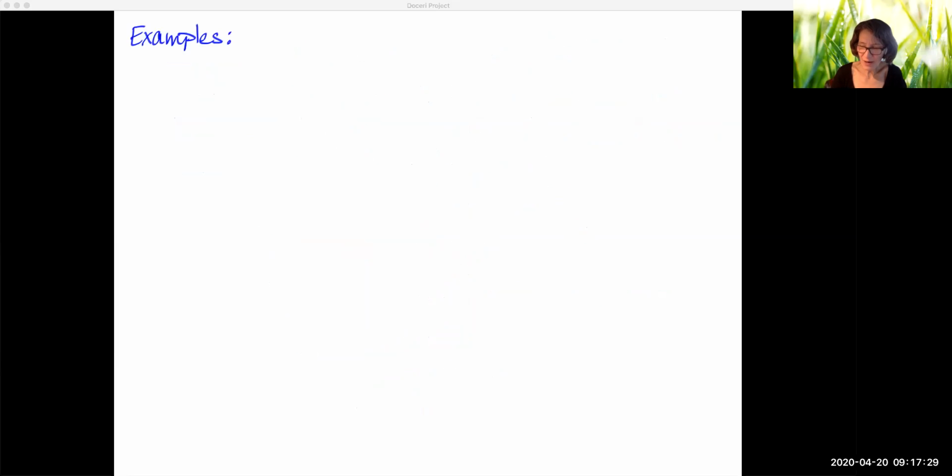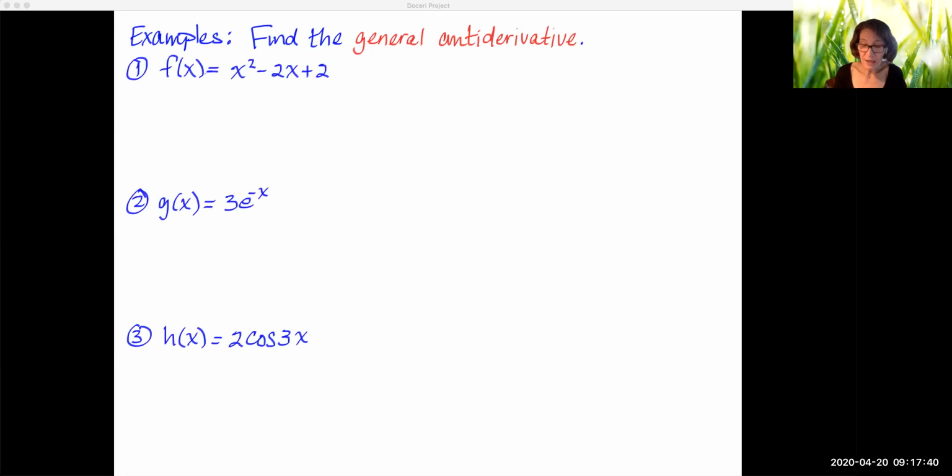All right, more examples. So let's find the general antiderivative, or otherwise known as the indefinite integral, of each of the following. So write down these 3 functions. The first one is little f of x equals x squared minus 2x plus 2. The second one is little g of x is 3 times e to the negative x. And the third one is little h of x, which is 2 cosine 3x. So we're going to find the general antiderivative of each one of these.